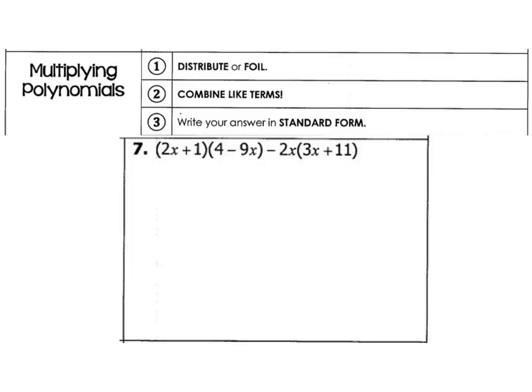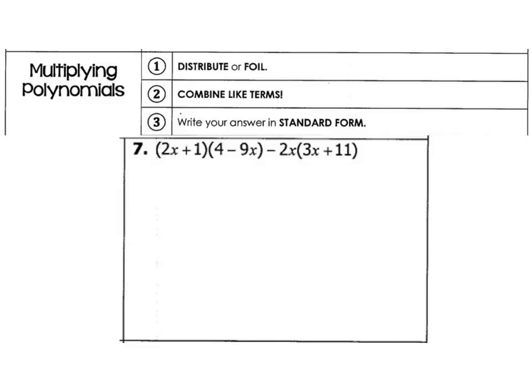All right, for time's sake, we're going to skip number 5, and we're going to move on to multiplying polynomials. So first thing we want to do when we're multiplying polynomials is to either distribute or FOIL. So if we have a monomial times a binomial, trinomial, or polynomial, be sure to distribute. And anytime you have binomial times binomial or bigger, remember to FOIL. Then we want to combine like terms and always write our answer in standard form. So descending order of the exponents.